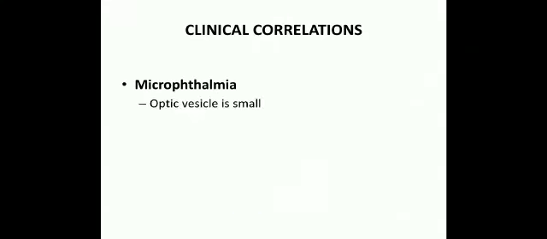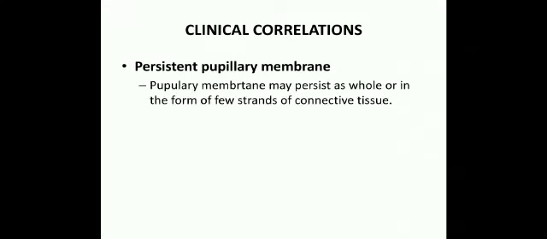Microphthalmia, a small eye. Here the optic vesicle is small and there is underdevelopment of the eye. The lens is usually not formed. Microphthalmia is usually associated with intrauterine infections from toxoplasma, rubella virus and cytomegalovirus, etc. Persistent pupillary membrane. Here the pupillary membrane may persist as a whole or in the form of a few strands of connective tissue. It may obstruct the vision completely or partially.